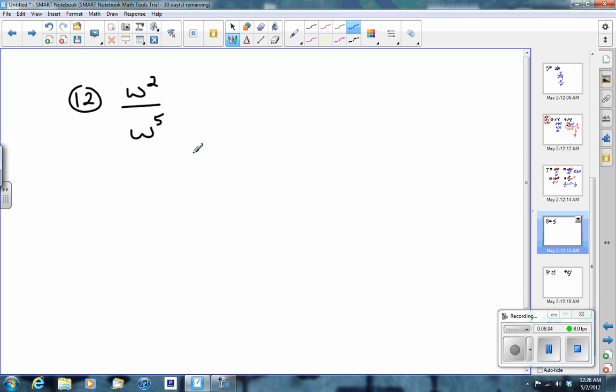And number 12, same thing. Oh, well, that's just what I was going over. Again, you can approach this either way. All right, they have the same base, so keep your base. 2 minus 5 is negative 3, and then that simply moves down like that, so you have positive.